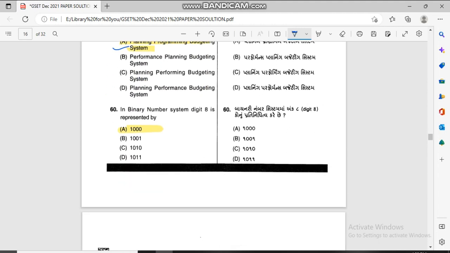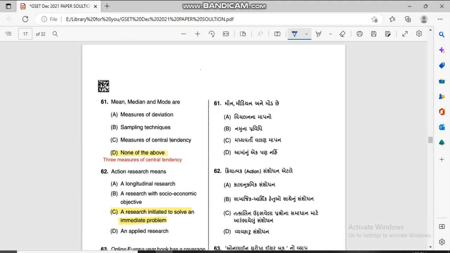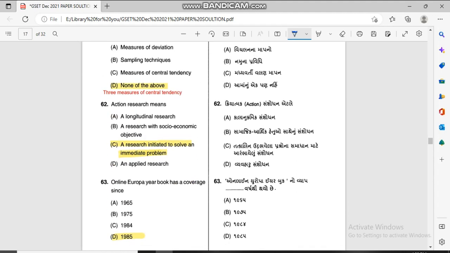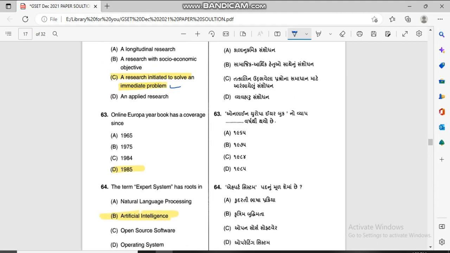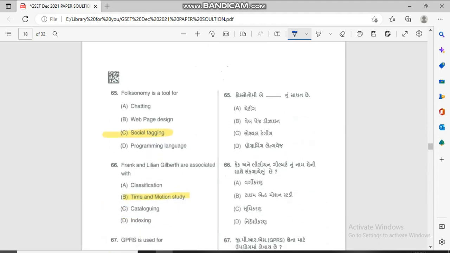In the binary number system, digit 8 is 1000. Mean, median and mode: none of the above, so the real answer is three measures of central tendency. Action research means a research initiated to solve an immediate problem. Online Europa Yearbook has coverage since 1985. The term expert system has roots in AI. Folksonomy is a tool for social tagging.